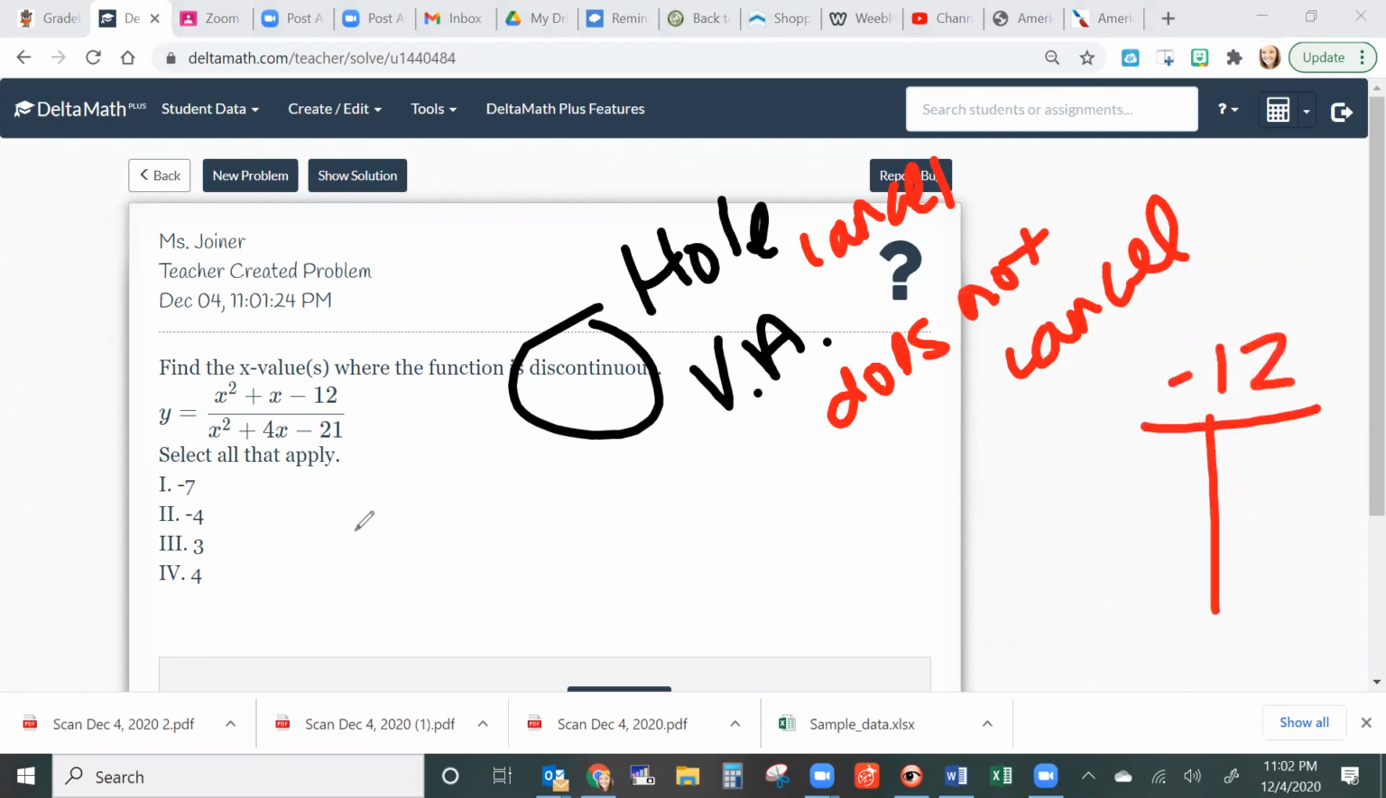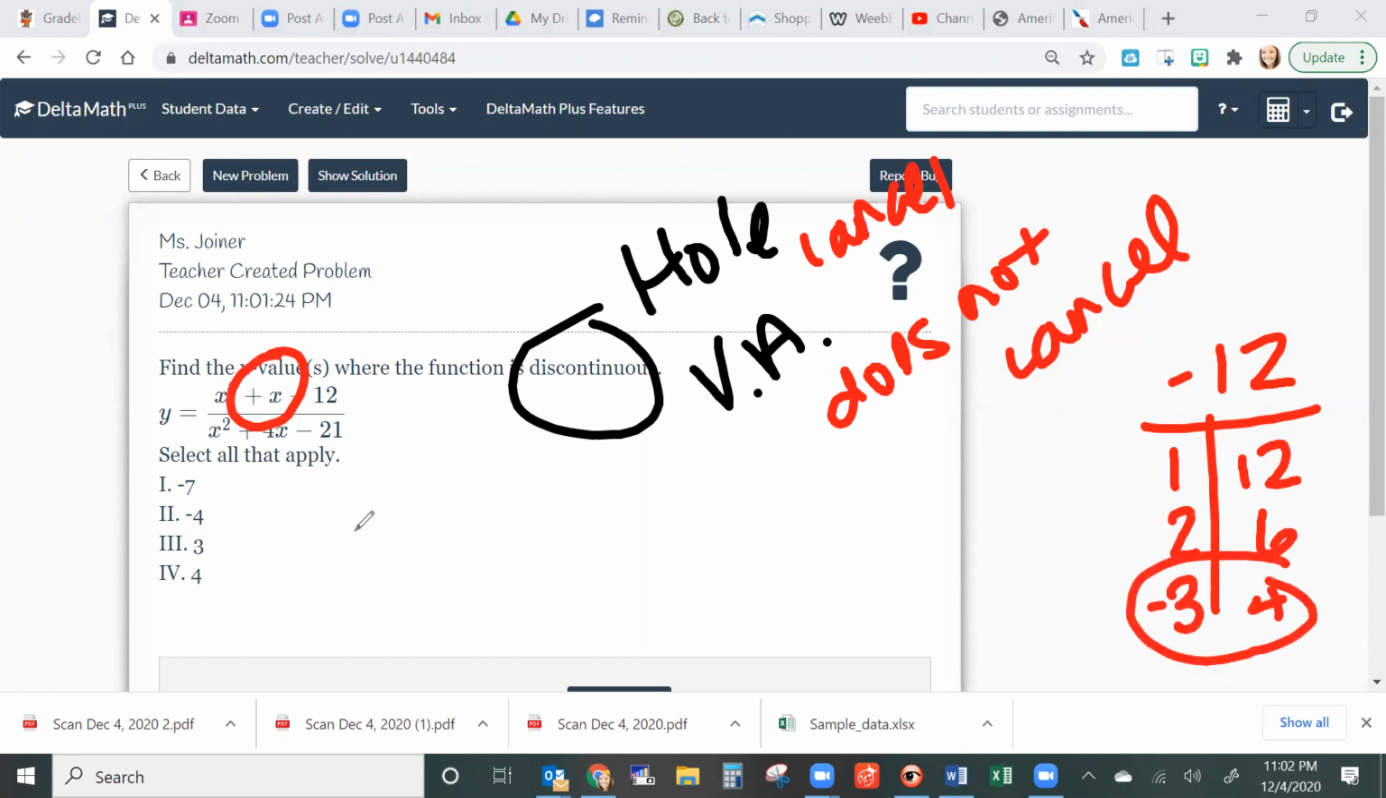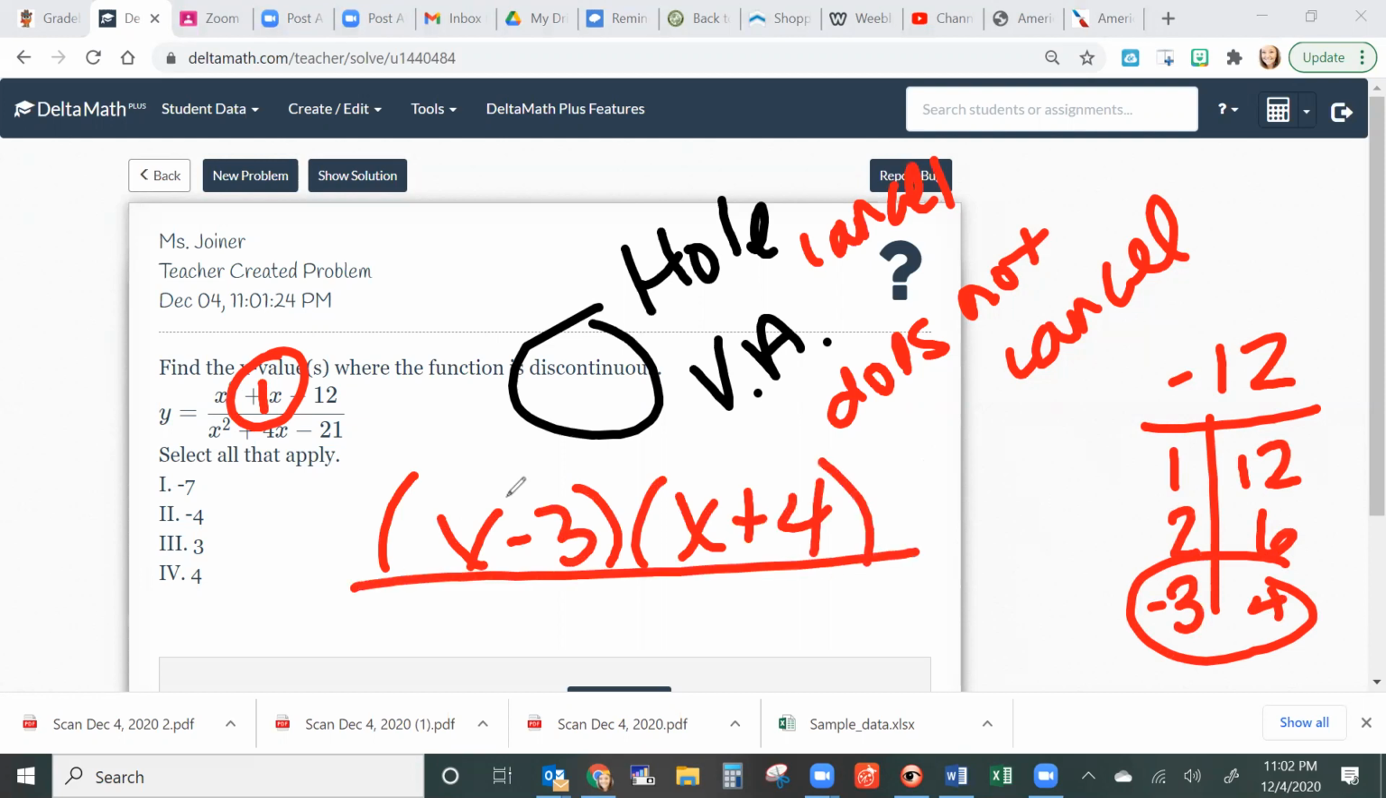I want a negative 12. I could do 1 times 12, 2 times 6, or 3 times 4. I want a plus 1 in the middle. So I know it's going to be 3 and 4. I'm going to put the minus on the 3 to keep the 4 a little bit bigger so that 4 minus 3 gives me that positive 1. So I have x minus 3 on top, x plus 4 on top. Now I'm ready to go to the bottom.